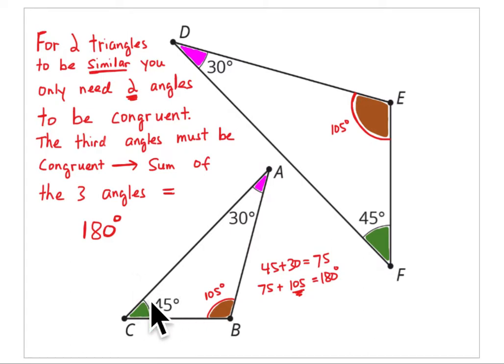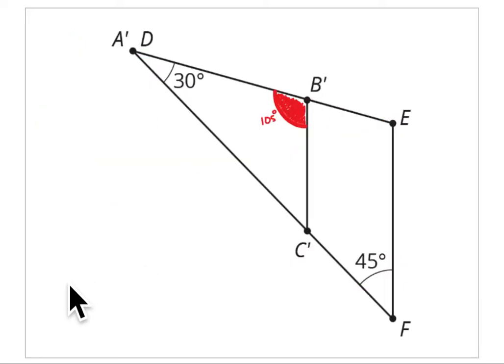So we looked at cutting out these angles and putting them together in different ways, and you only can put them together in one way because they are, I think I said congruent, they are similar triangles. The third angles must be congruent. Sum of the three angles equals 180 degrees.